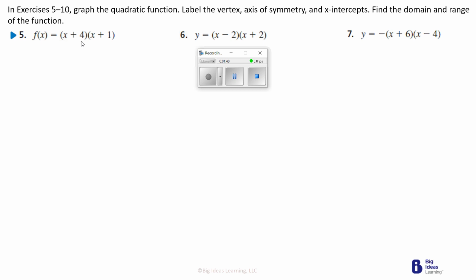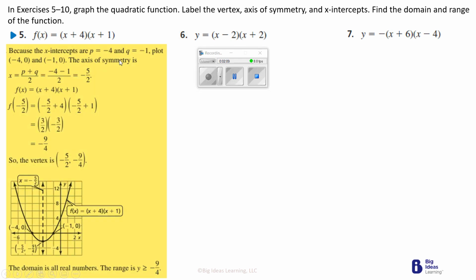If we do this, we know the x is going to go through -4 and -1. Our axis of symmetry can be found by taking -4 and -1, putting them together. That's going to get us -5, and we'll divide it by 2. That's going to be -5/2, which is about -2.5. All right. So there's -4, -1. We add them together and get -5/2, just like I said. Now we know our axis of symmetry.